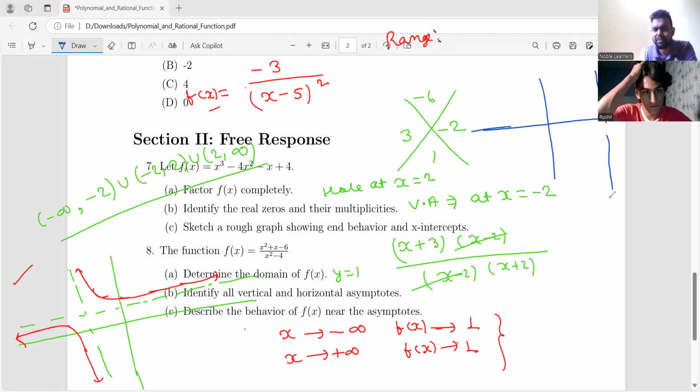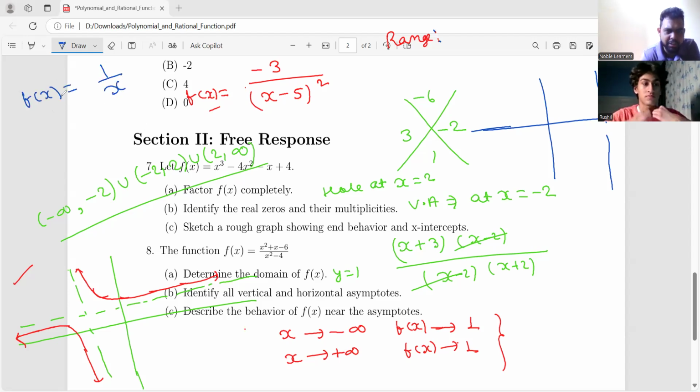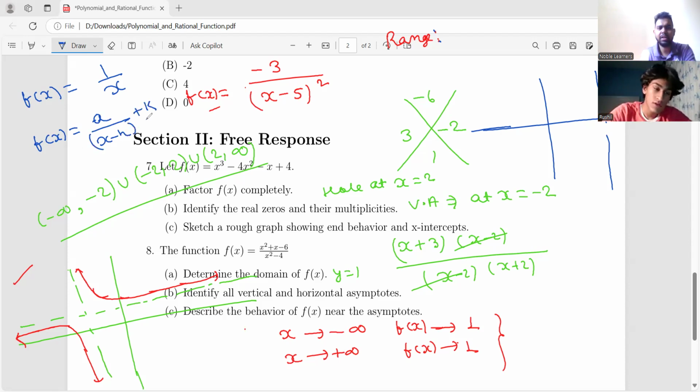First of all, if you write the general equation, this is how the rational function looks, the parent function. And its transformation is a over (x minus h) plus k. This is the transformation. Basically, what you have to remember is that whenever you put a negative in a, you just have to compare with the quadratic function.